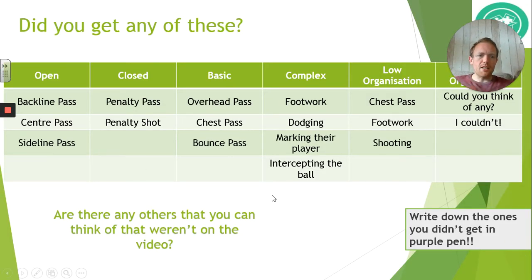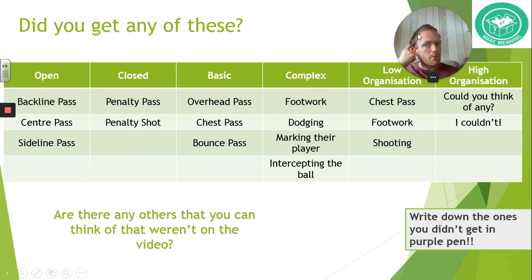So did you get any of those? I've sort of separated them out for you there. So open skills, you've got a backline pass, a centre pass, and a sideline pass. I've put them as open because it depends what your teammate is doing, where they're moving to, whereabouts you need to throw the ball, in front of them. So where you throw it is determined by where your teammate is, and also by where the opposition is. So that depends on someone else, not you.